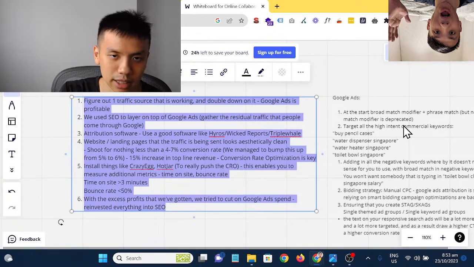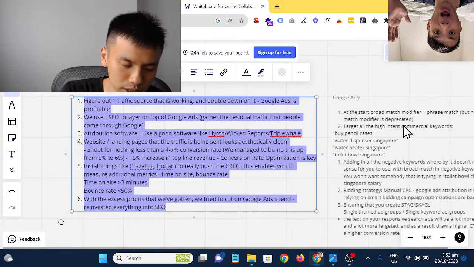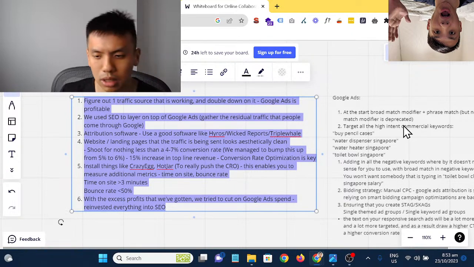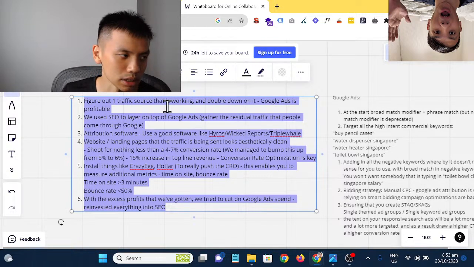Is it aesthetically pleasing? Is it converting? Is there product market fit? Are we focusing on just a single source of traffic and not lumping it together with multiple sources? Attribution is very, very important as well. So at the end of the day, you want to look at all these things.